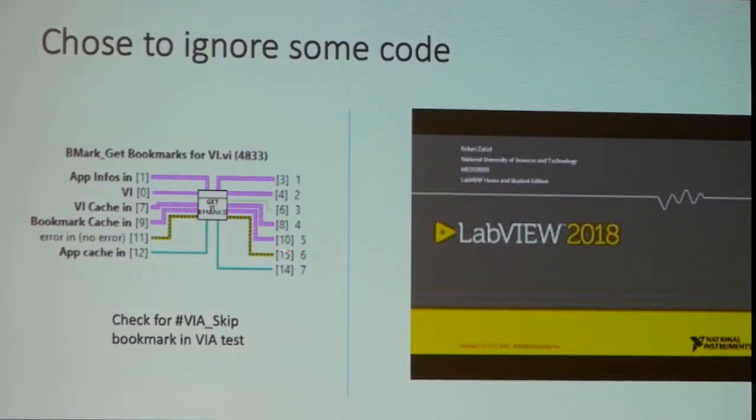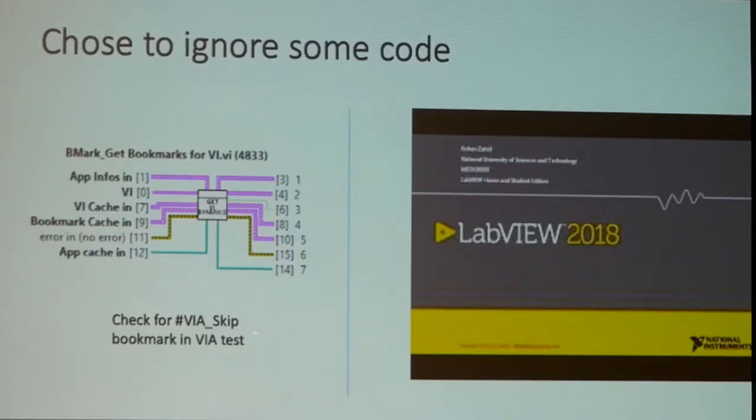And there's a VI that ships with LabVIEW that's used by the bookmark manager that returns all of the bookmarks. So I just look in that list and say, am I skipping it, yes or no? If I am, I ignore it. Okay. So selectively skipping tests if it's not important, or if you know you're acknowledging.